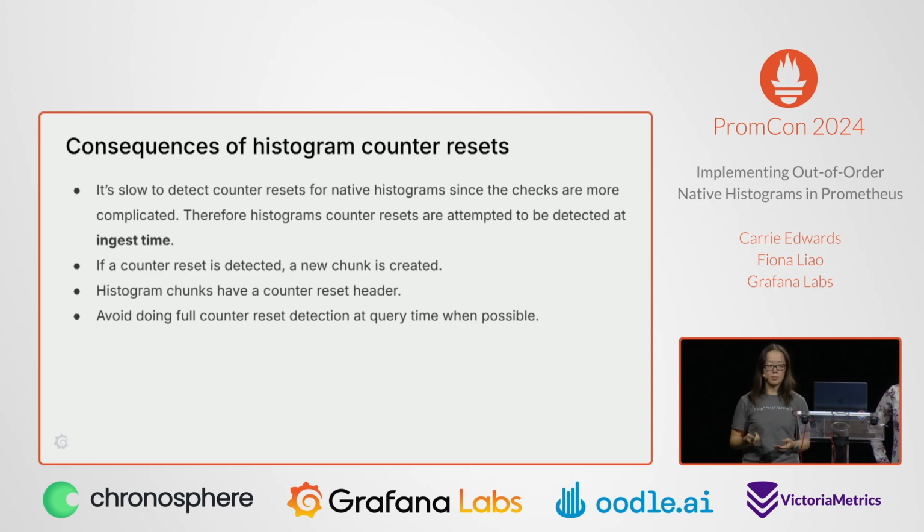Though this isn't completely foolproof, because say you have overlapping chunks that you're reading, then you might have to re-figure out some counter resets there. So this change in the way that chunks work for histograms meant that some changes had to be made for both in-order and out-of-order ingesting for histograms, but just for the sake of this presentation, we'll go through a couple of changes that had to be made for out-of-order.